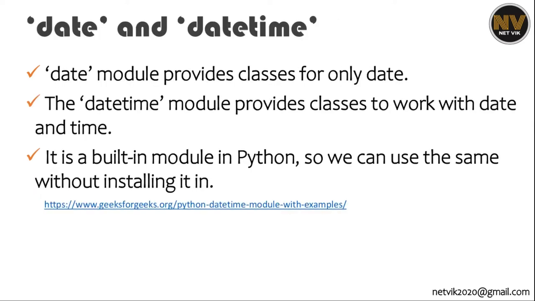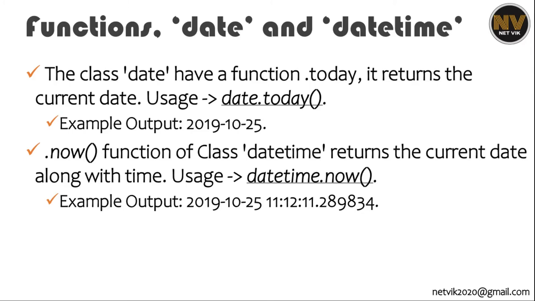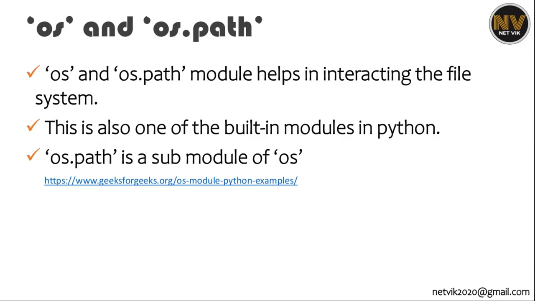The next module is the date and datetime module. These are two separate classes. As the name implies, we can work with the date and time using these modules. It is a built-in module. The class date has a function .today, which returns the current date on the system, whereas .now of the datetime class will return the current time along with the date.